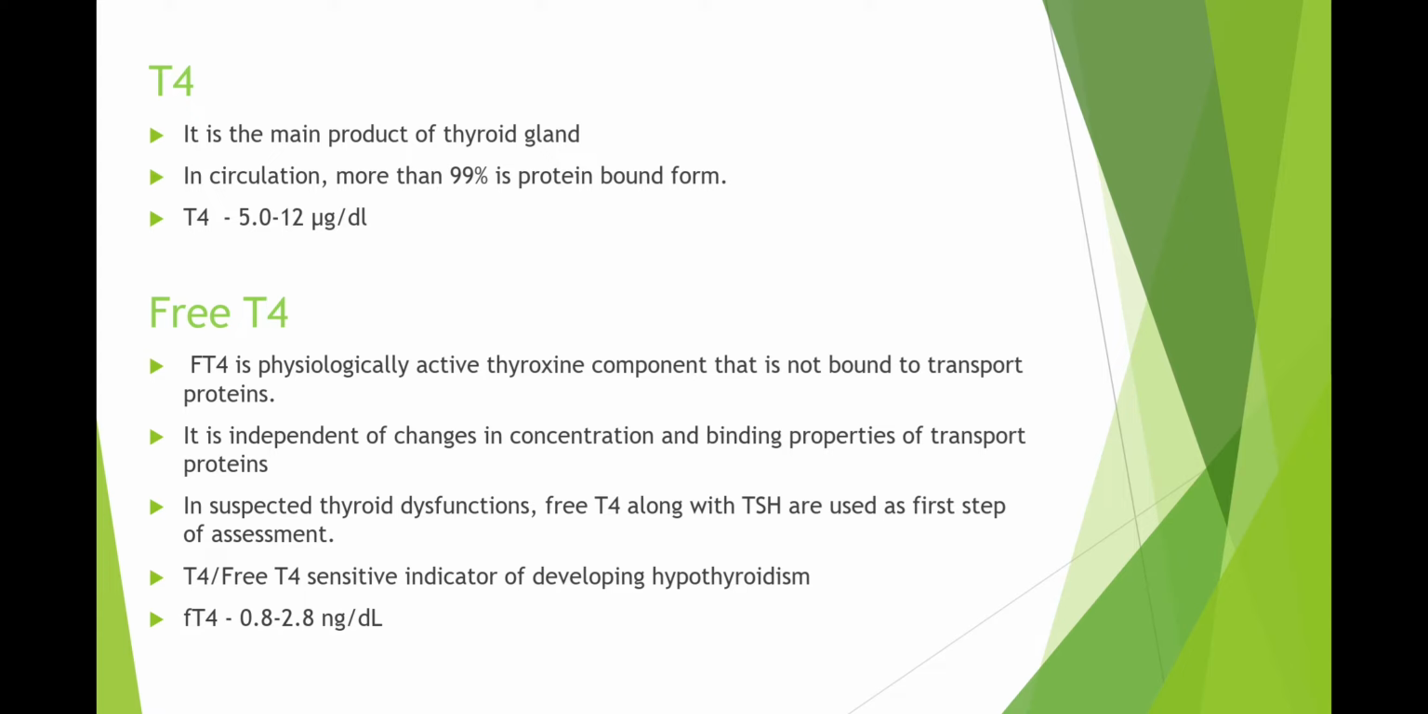In suspected thyroid dysfunction, free T4 along with TSH are used as the first step of assessment. T4 or free T4 are sensitive indicators of developing hypothyroidism. The range of free T4 is 0.8 to 2.8 nanograms per dl.